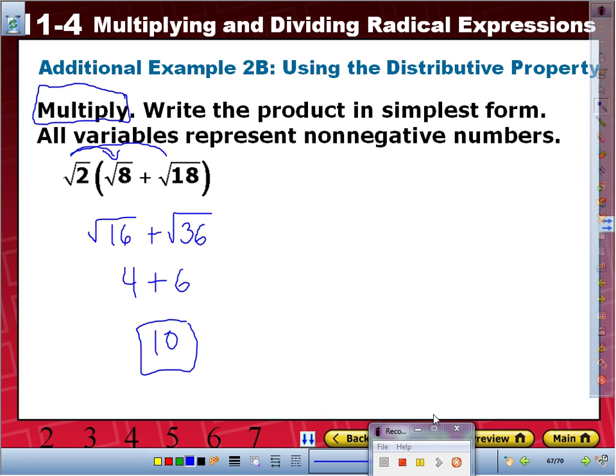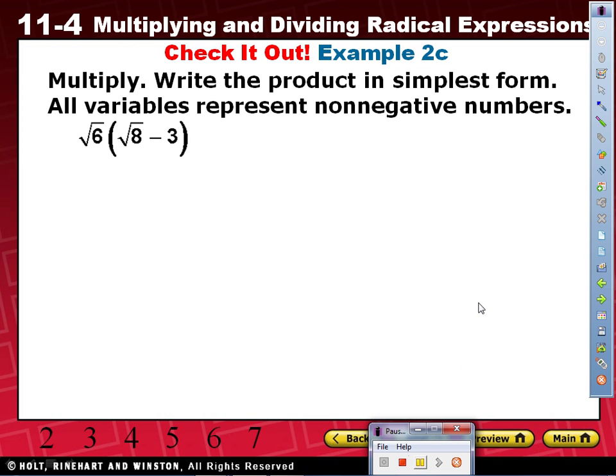All right, copy this next one down, example 2C. Copy that one down, please. See if you can do that one by yourself. Square root of 6 times square root of 8 minus 3. Go.